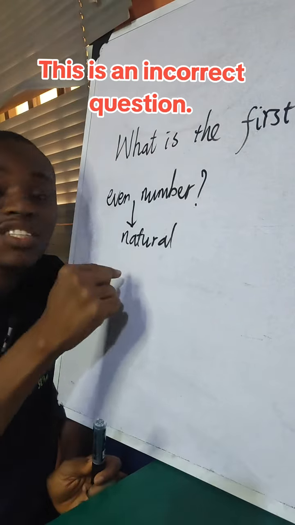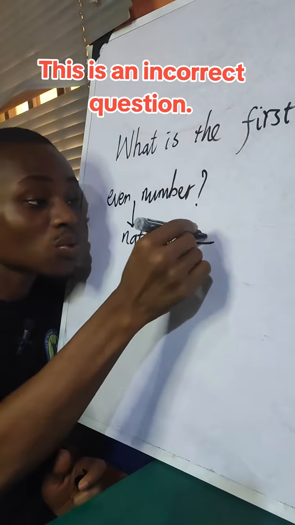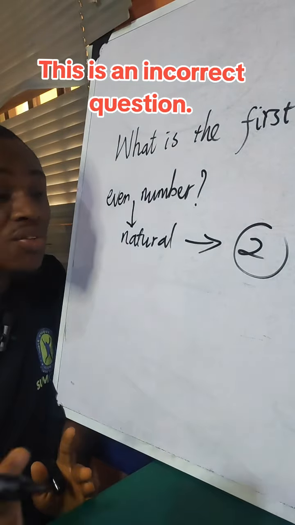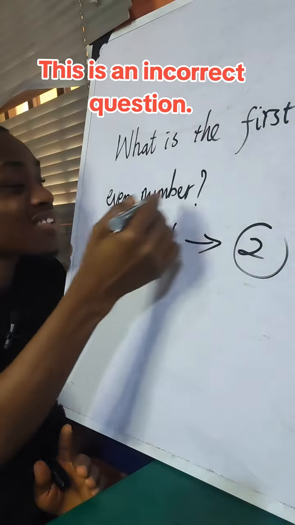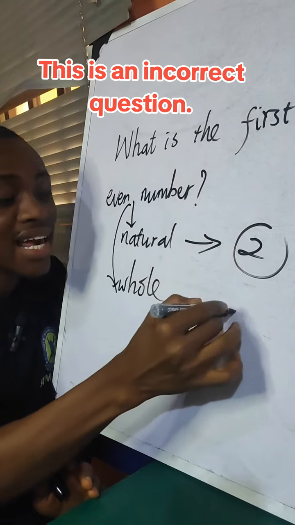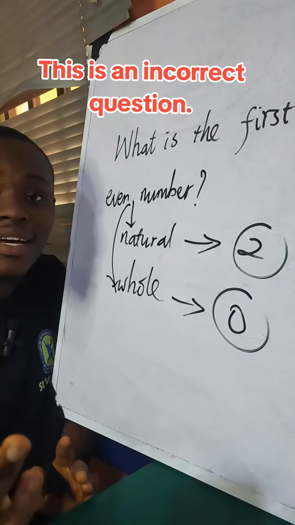What is the first even natural number? The answer should be 2. And then if the answer should be 0, the question should have been, what is the first even whole number? Whole. That is when you are expecting 0 as the answer.